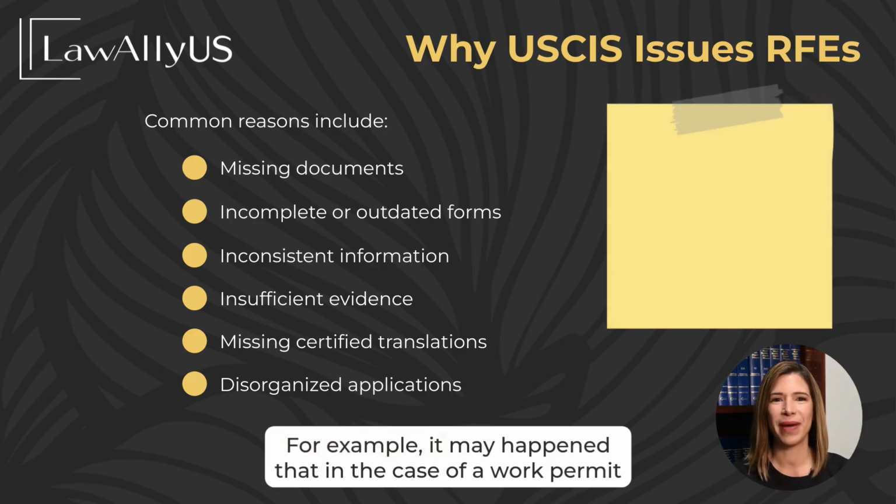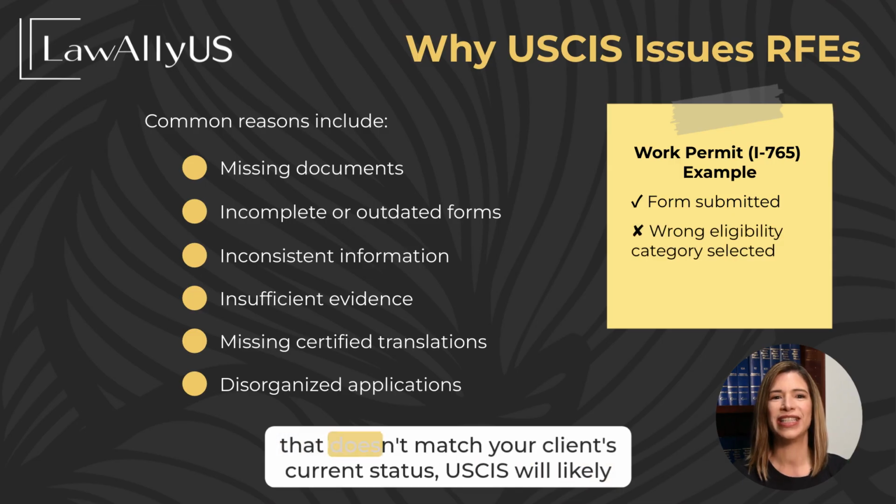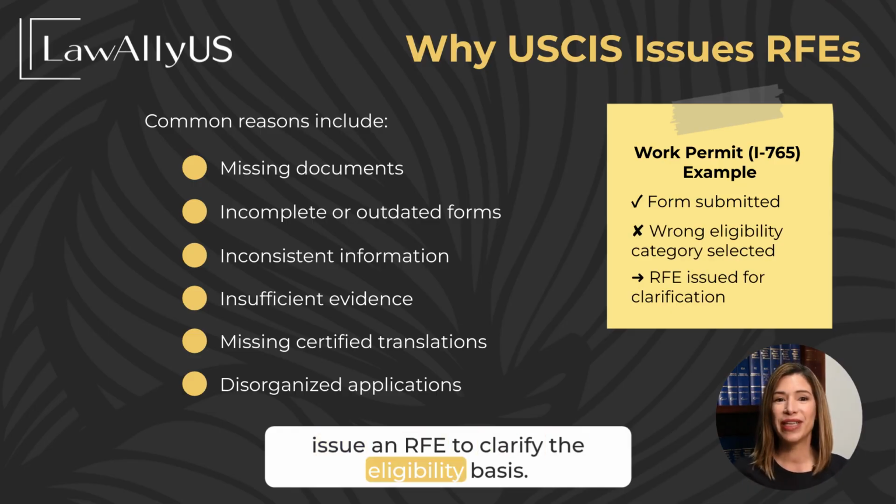For example, it may happen that in the case of a work permit application, you submit Form I-765, but you select a category that doesn't match your client's current status. USCIS will likely issue an RFE to clarify the eligibility basis.